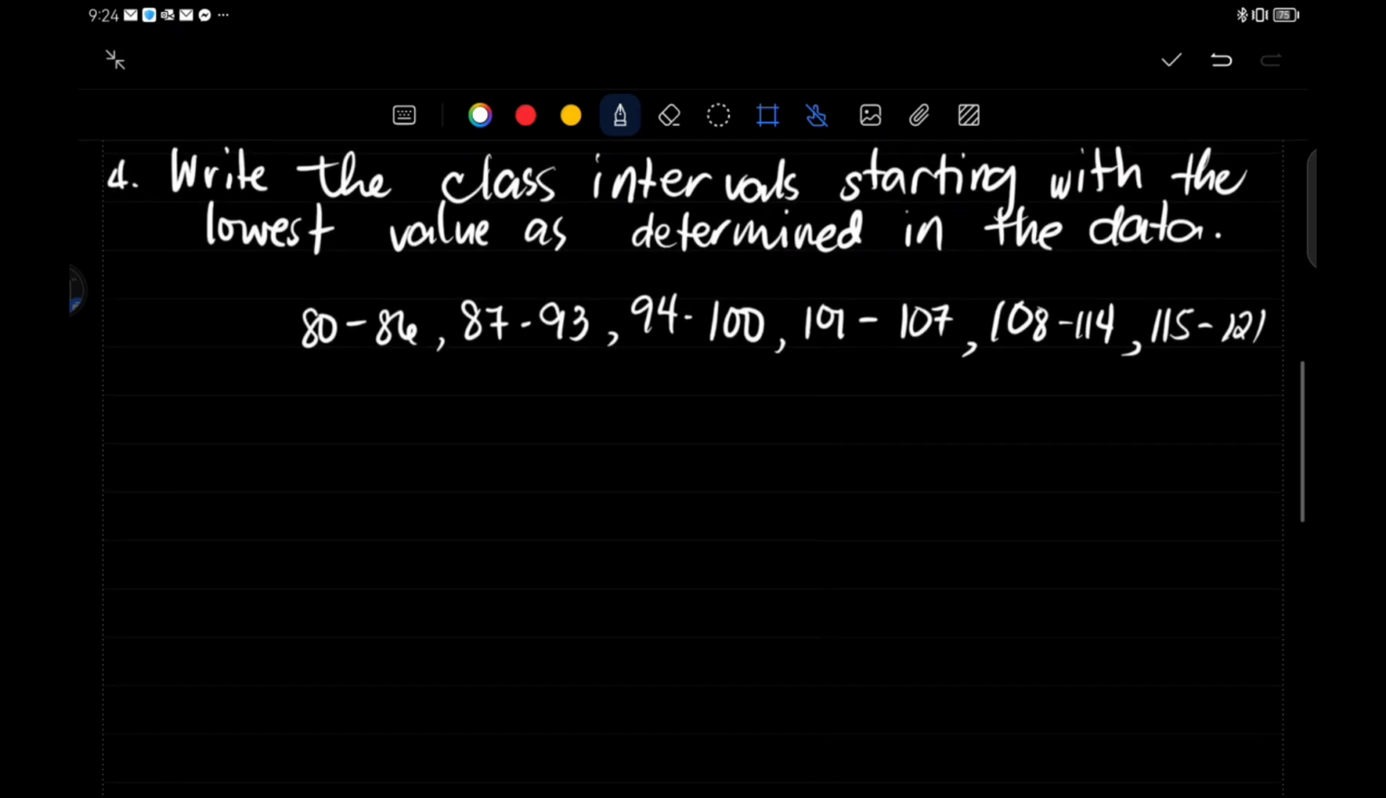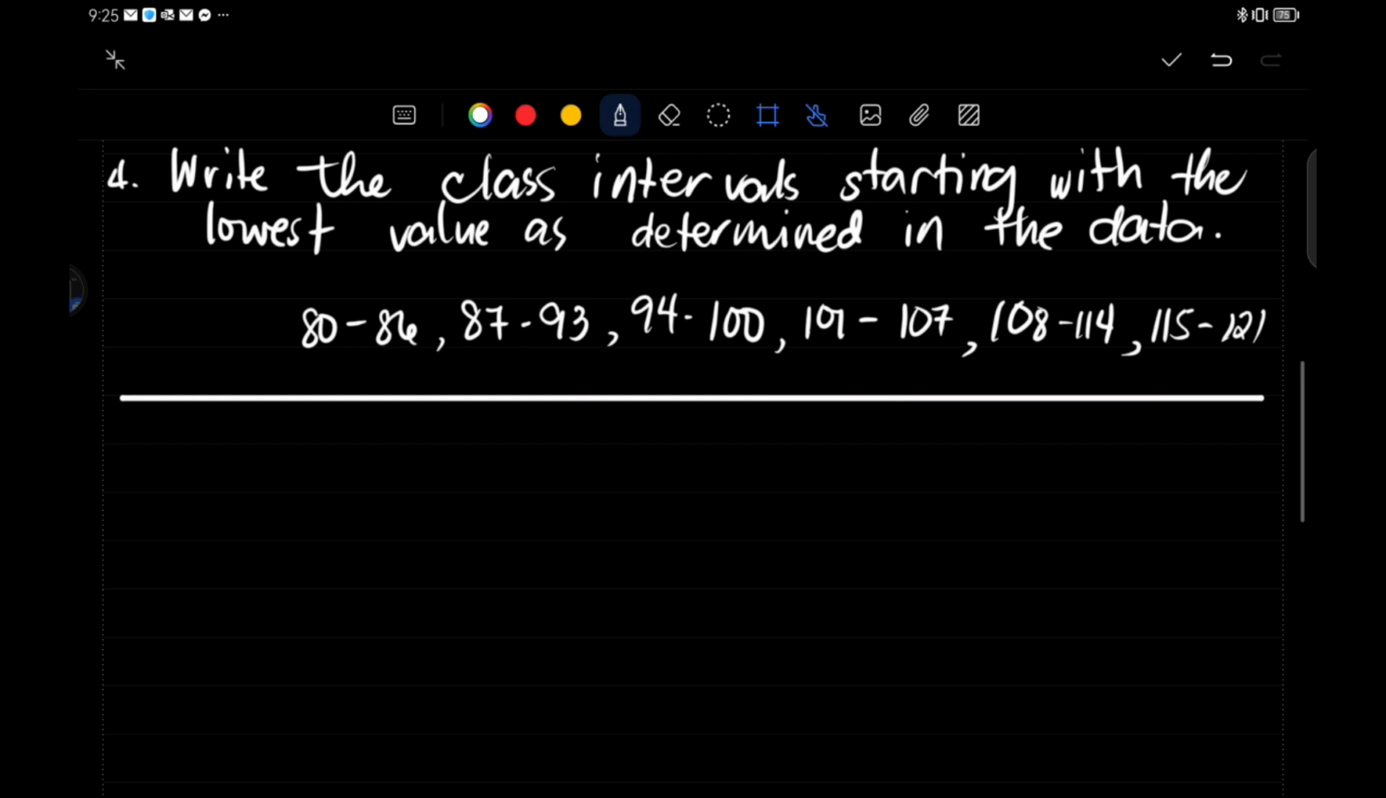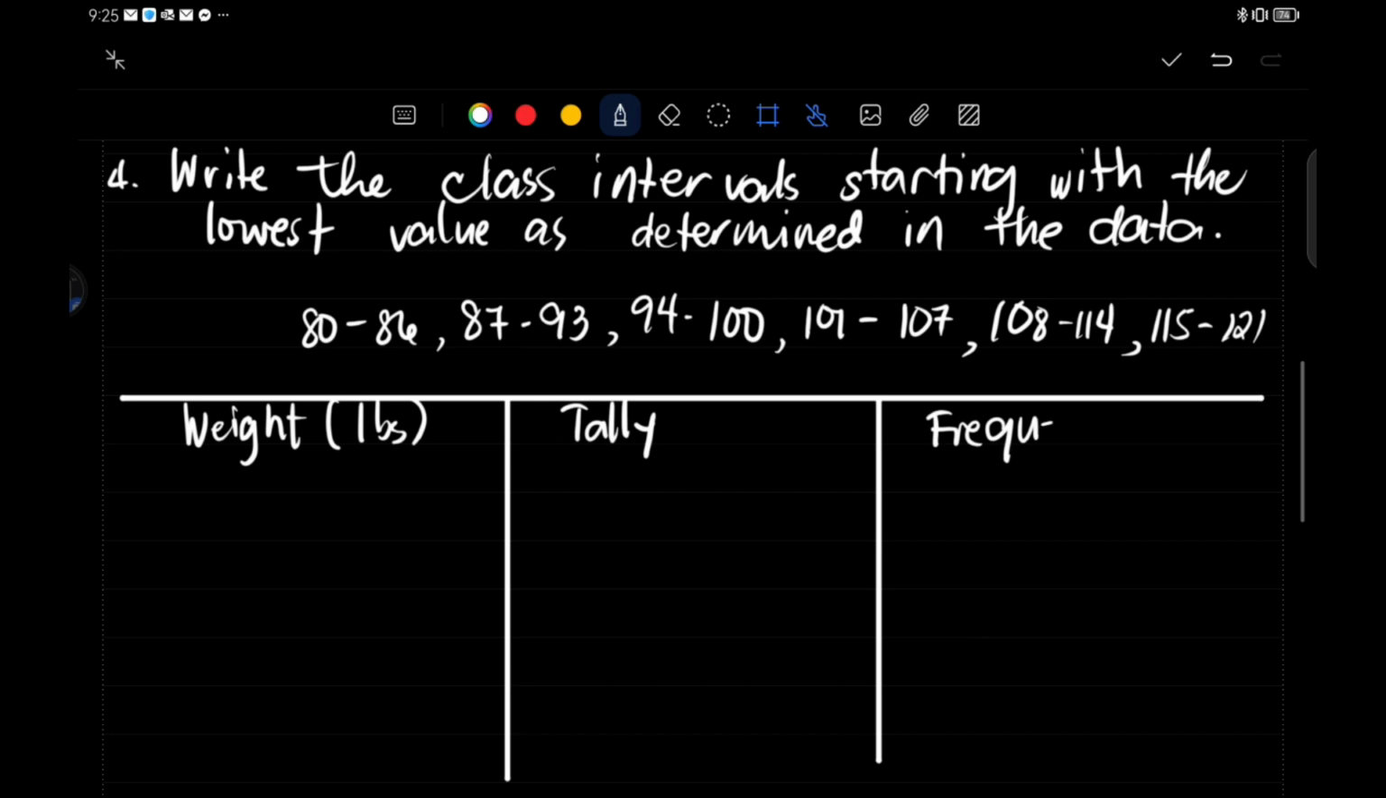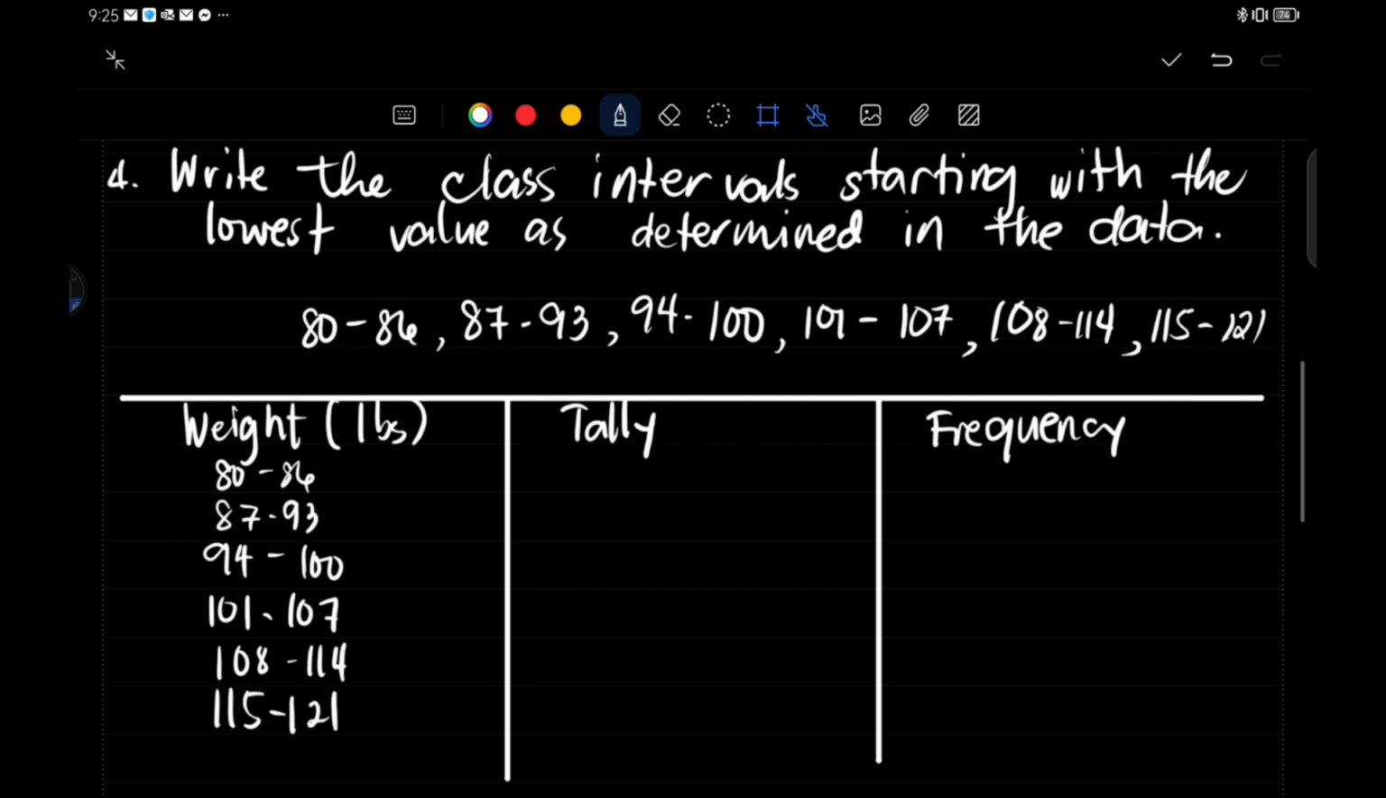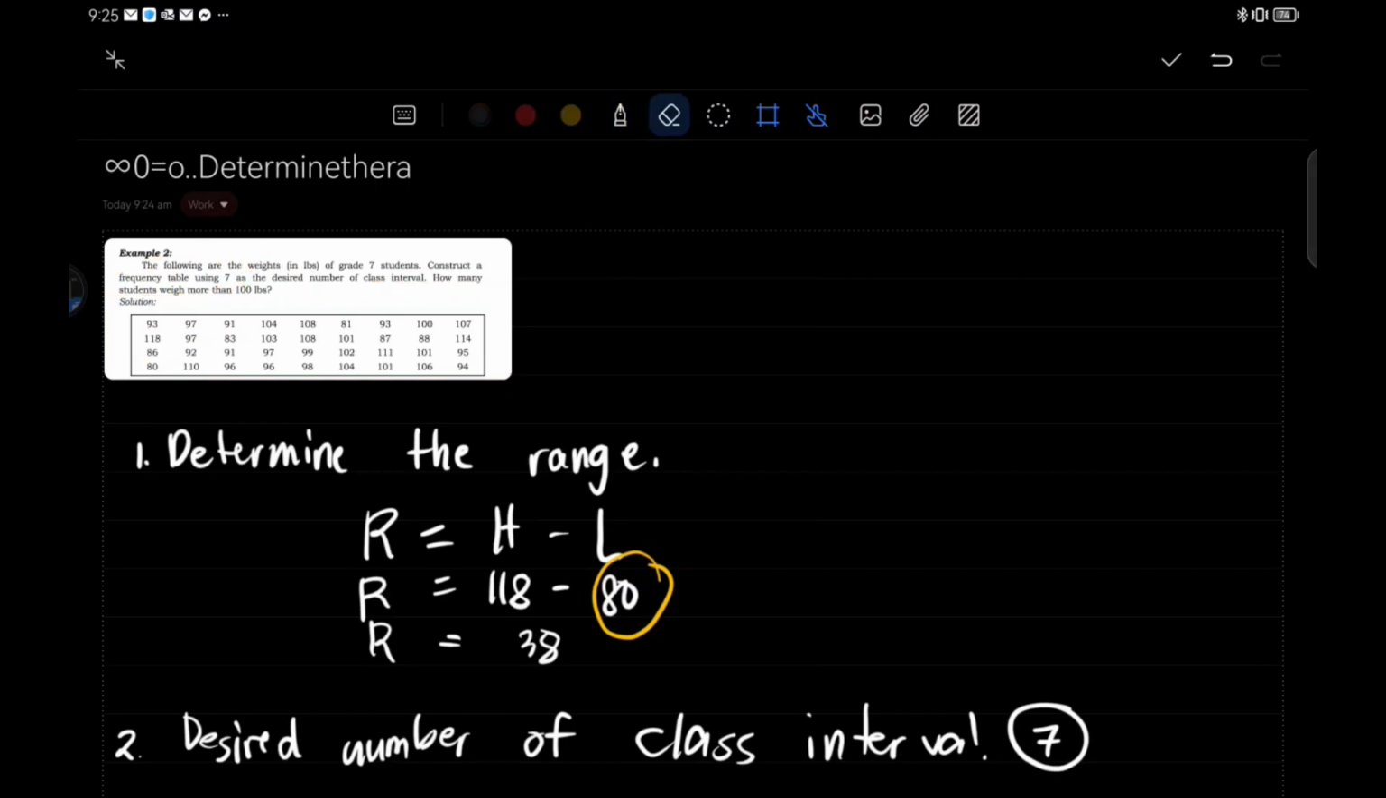Now for step 5, we need to make the table for us to tally the corresponding number of scores in each interval. So let's make the table. We have here the weight in pounds, the tally, and the frequency. So we have here the weights 80 to 86, 87 to 93, 94 to 100, 101 to 107, 108 to 114, 115 to 121. So let's identify the weights from 80 to 86.